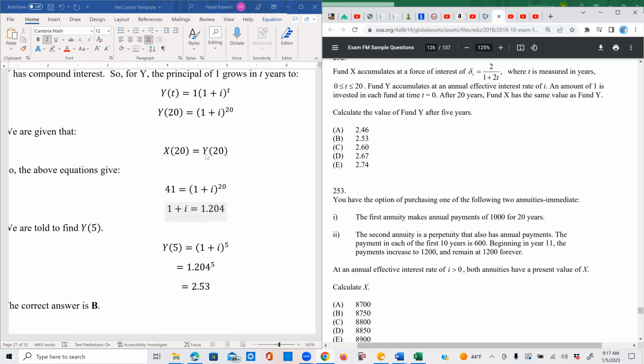We are given that x20 equals y20 as mentioned. So 41 will be equal to 1 plus i to the 20. Now you take the 20th root on both sides to get 1 plus i is equal to 1.204. You don't have to calculate i, because the eventual goal is to find the y after 5 years. So y of 5 would be 1 plus i to the 5 according to this equation. And now you can just substitute the 1 plus i value, which was 1.204. So it'd be 1.204 to the 5. That's 2.53, and that is choice B.